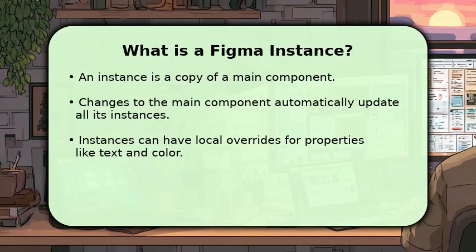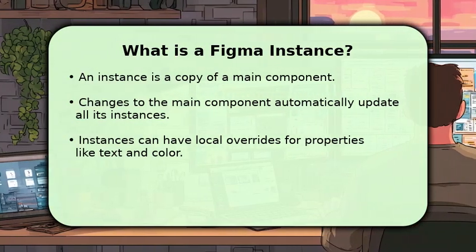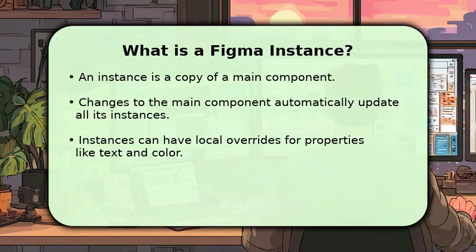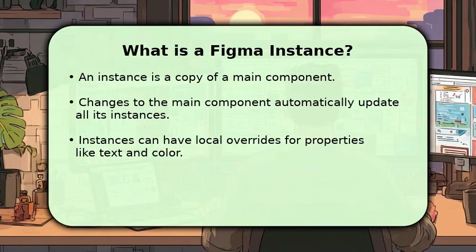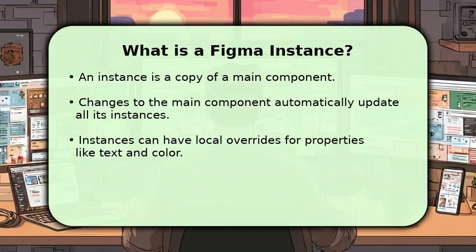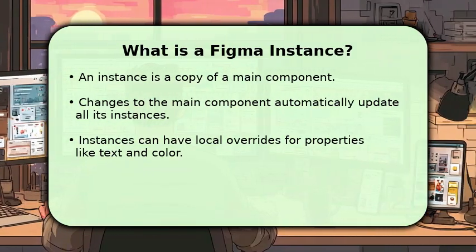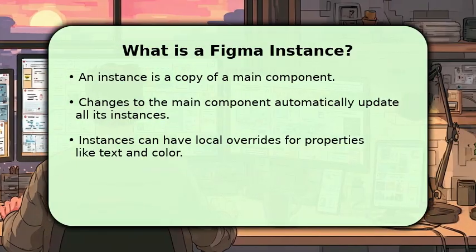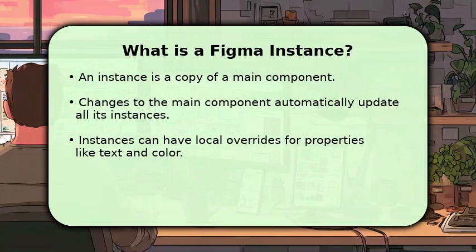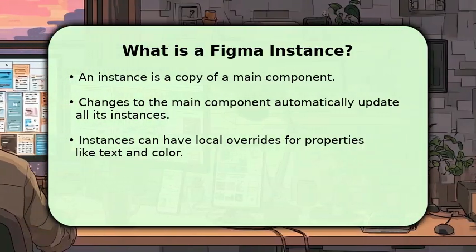An instance in Figma is essentially a reusable copy of a main component. Think of it as a blueprint. Any modification to the original main component will instantly reflect across all its instances, ensuring 100% consistency. You can, however, apply local overrides to an instance, changing things like text or color without affecting the main component. This offers incredible flexibility while maintaining a strong connection to your core design elements.